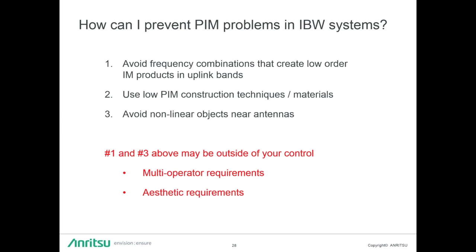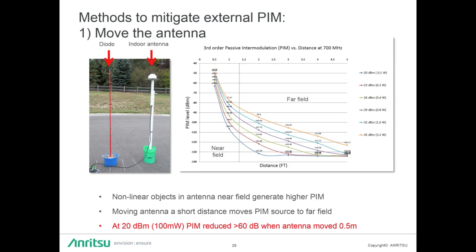So what can I do to prevent PIM in in-building wireless systems? Well, first, avoid frequency combinations that generate low IM order products. If that's possible, that's the simplest and easiest way to combat passive intermodulation. The second is use low PIM construction techniques and use low PIM materials. And then finally, avoid putting antennas near nonlinear objects. Now, in a neutral host system that's deployed indoors, you probably don't have control over number 1 and number 3. So you need to look at what can I do to help mitigate these PIM problems. So specifically looking at this common thread of PIM beyond the antenna, what can I do to combat that?